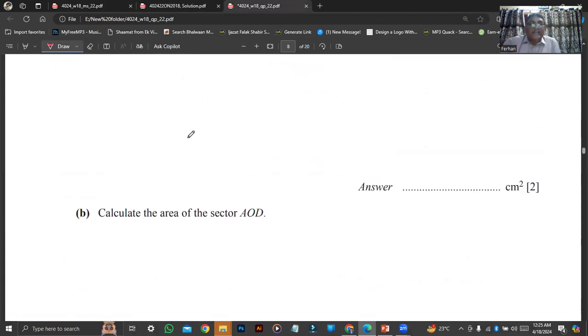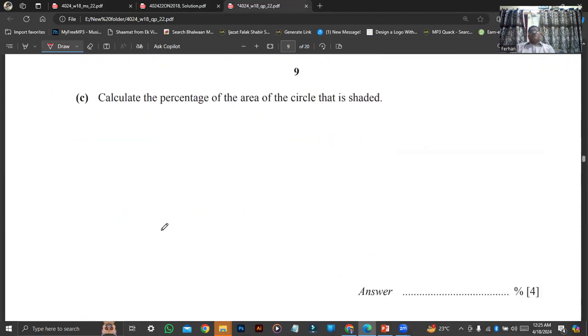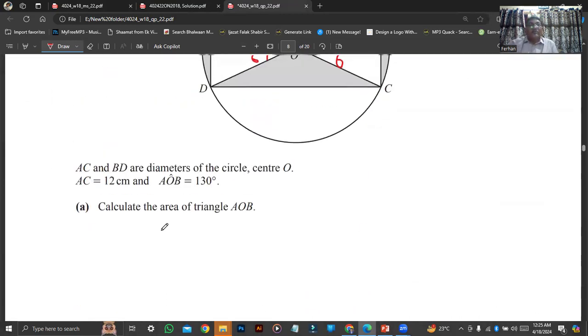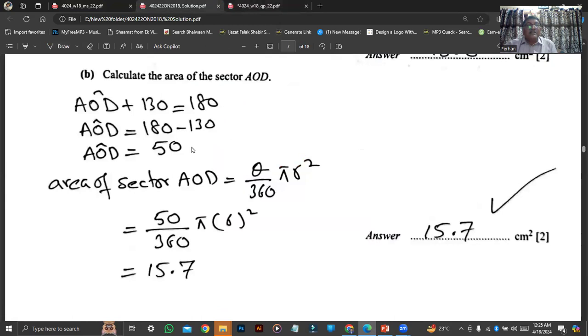Now the C part is, he says, calculate the percentage of the area of the circle that is shaded. If you want to find the area of the shaded portion, this triangle plus these two triangles are same. So this triangle plus this triangle, and I want this segment. How do you find this area? From this sector, subtract this triangle's area, and you will get the area of this segment. And this segment, they both are same.